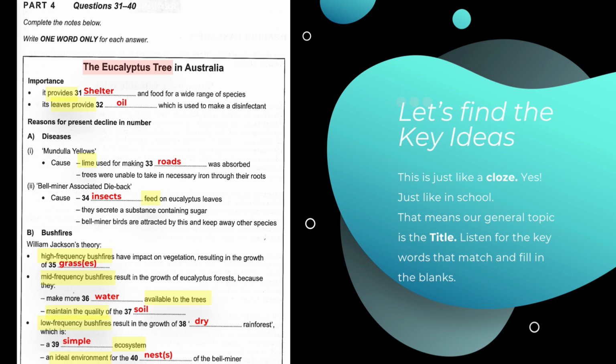These key ideas, we're listening for that. And low frequency, they have dry, simple ecosystem. Come on, how often do you hear the word ecosystem? It's a key term. Boom, I can listen to that. Ecosystem. I haven't heard that all day. There you go. And an ideal environment. It's going to be put together. It describes the environment. These key ideas make it so obvious, right? When we're listening to this. Just get comfortable finding these key ideas. That will always make it easy.